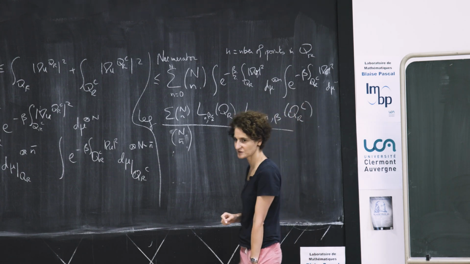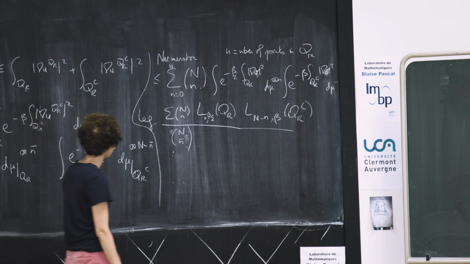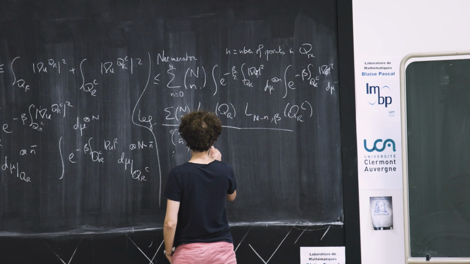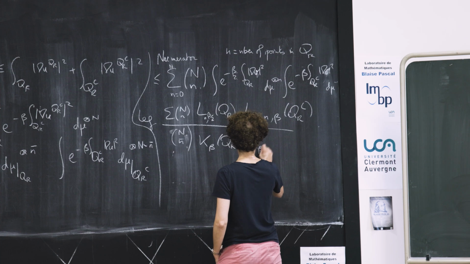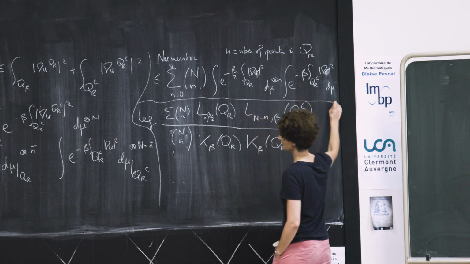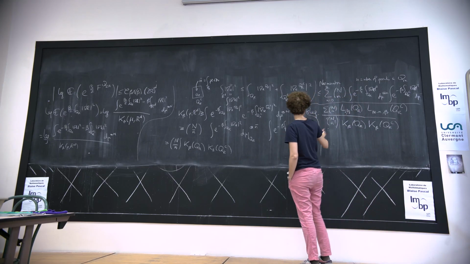Okay, so we're basically, for everything, separating between inside and outside. And in the denominator, I have k beta of the complement. So this is what we're trying to estimate. So we have a bound from above by this.